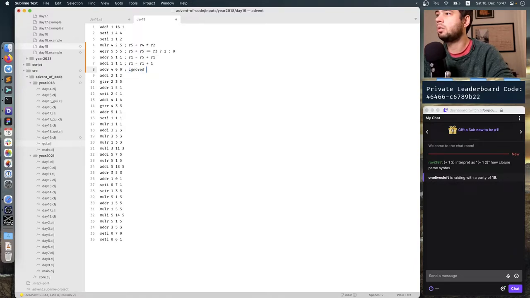But otherwise, it would be R0 equals R4 plus R0. ADDI means R2 equals R2 plus 1. Yeah, okay. I forget that the result is on the right. Maybe I should write it like this.